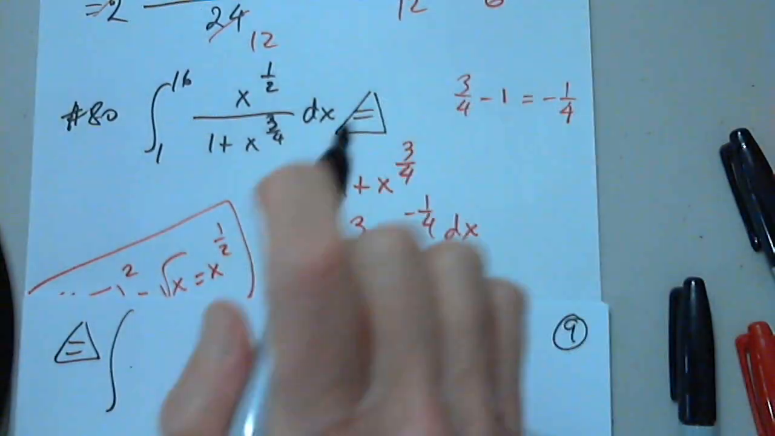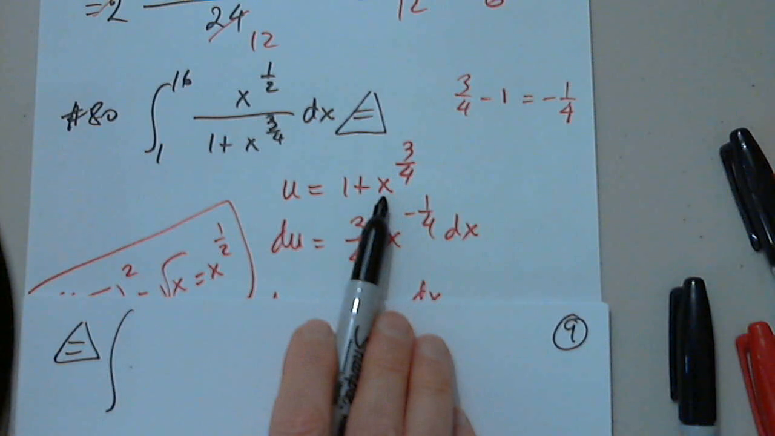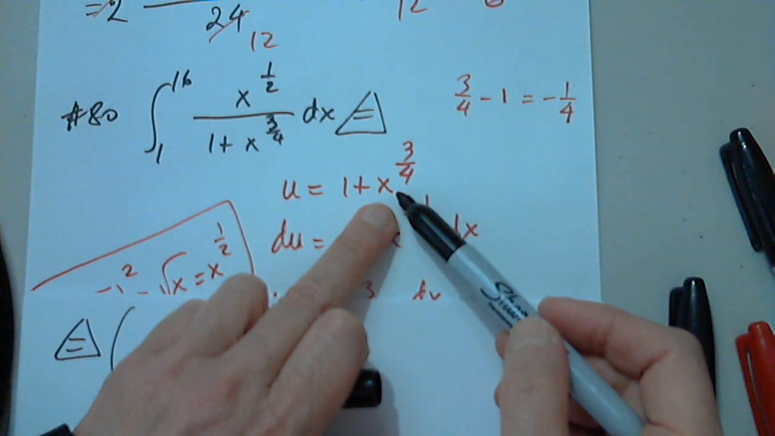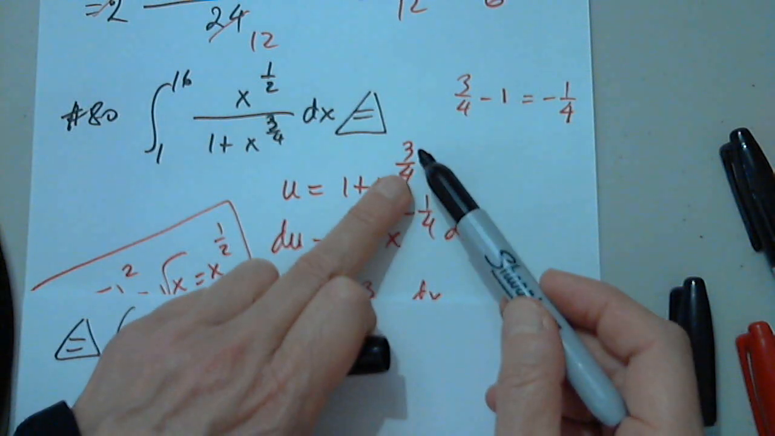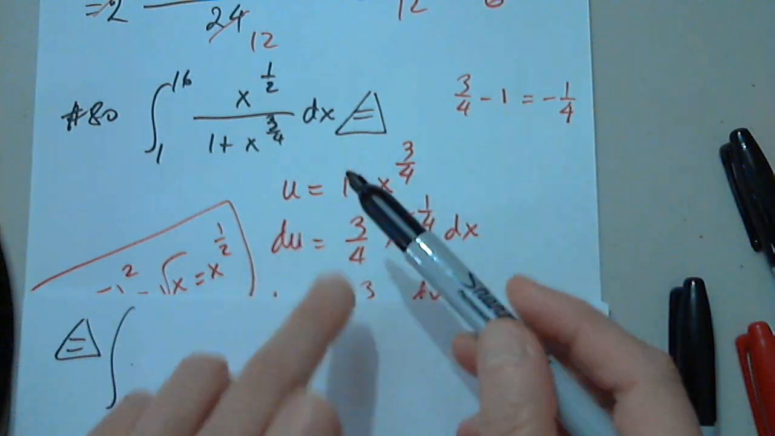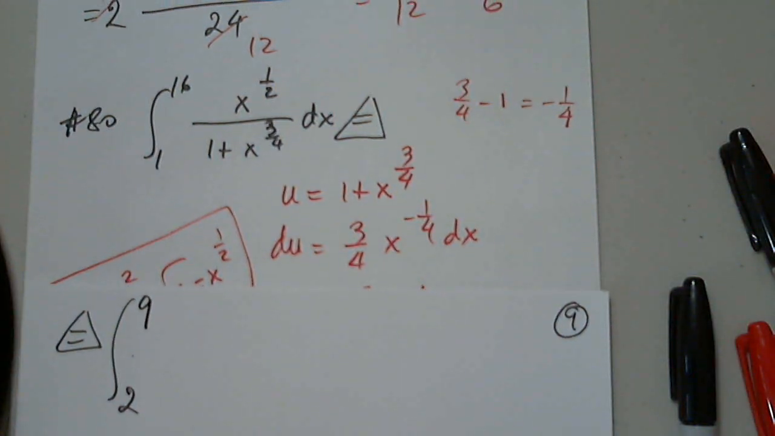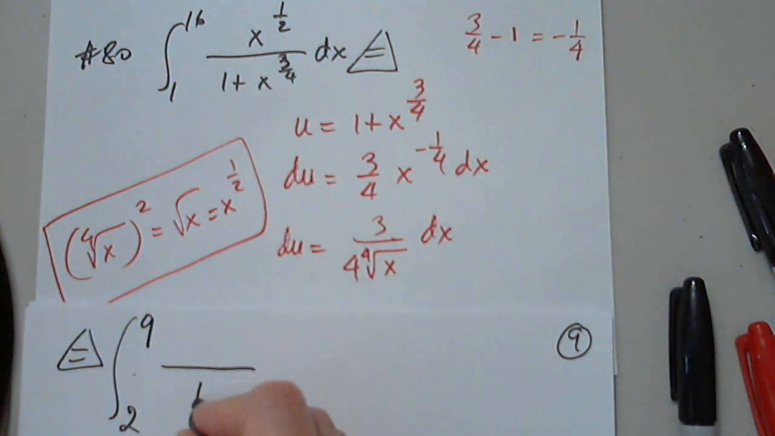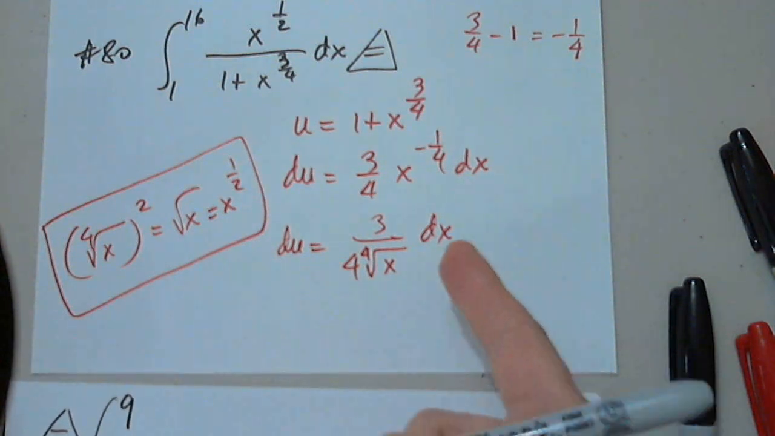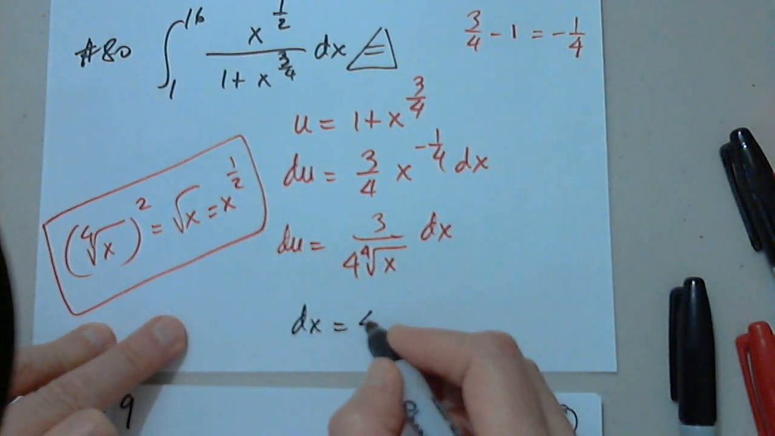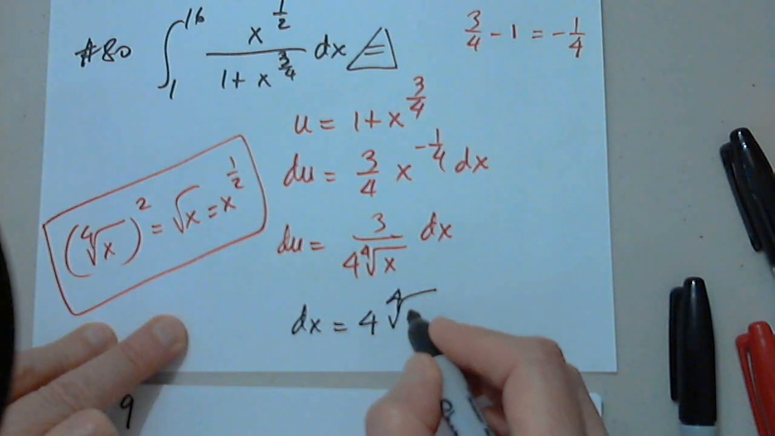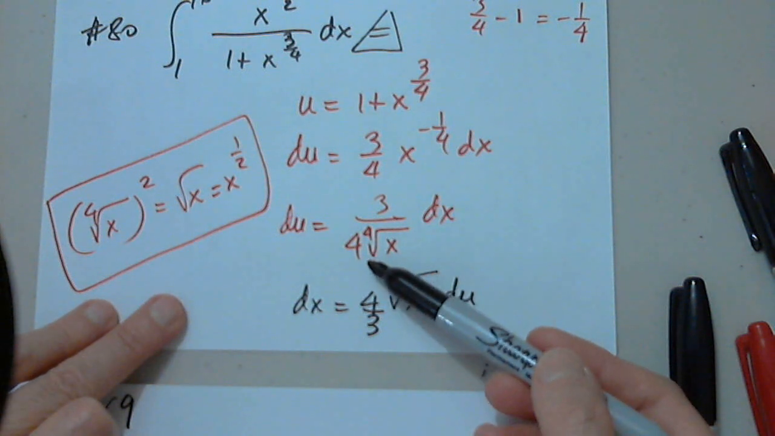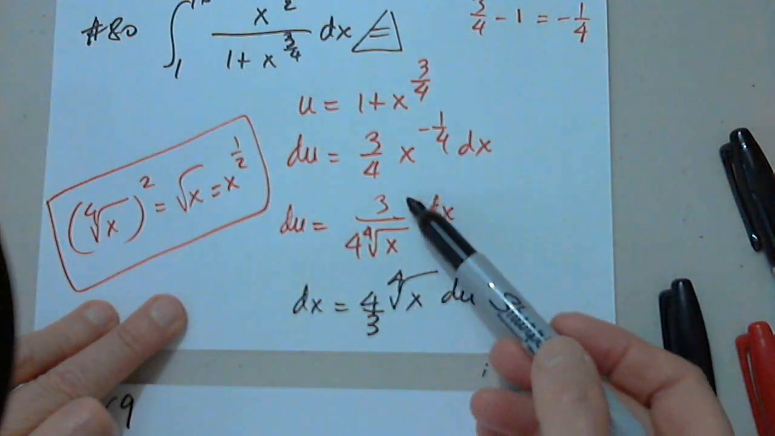I have the integral from when x is 1, 1 to 3/4 is 1, 1 plus 1 is 2. 16, the 4th root of 16 is 2. 2 to the 3rd is 8. 8 plus 1 is 9. I do have the denominator, which is u. I do have dx, which is 4/3, the 4th root of x du. So I multiplied both sides by 4, the 4th root of x, and also divided by 3.